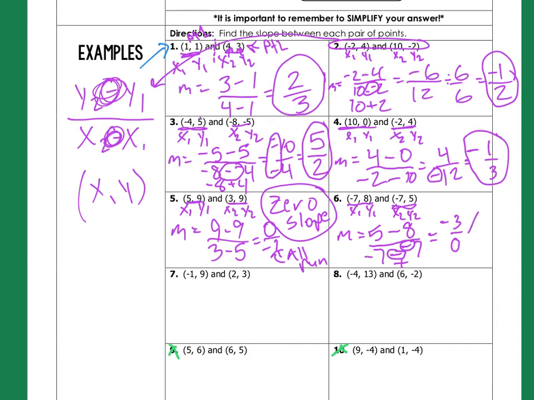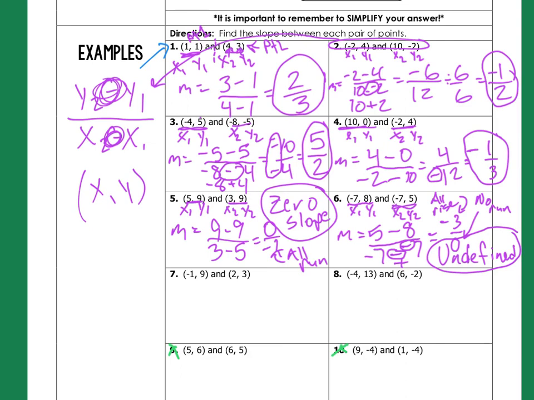Notice this, there's no run. That means this is all rise. And all rise means this is undefined. Do be careful for those special types of slope that are going to stick out like a sore thumb. They really will.